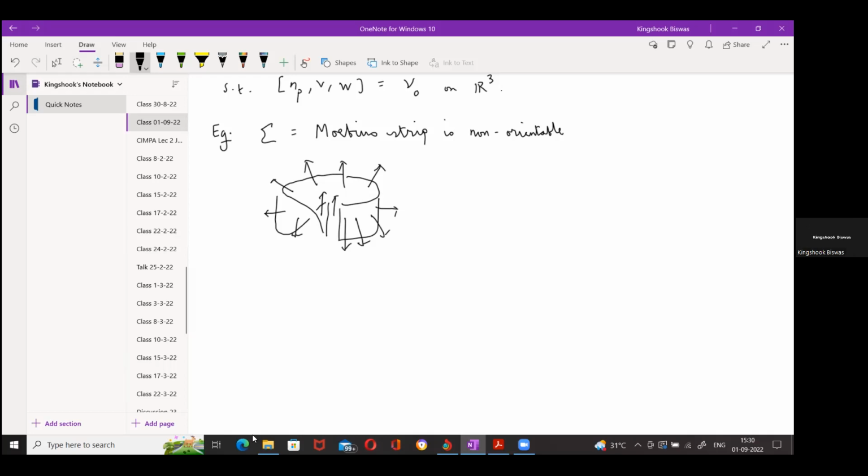Also, RP2 is also non-orientable, but I'll have to think about a proof for that. So anyway, good.